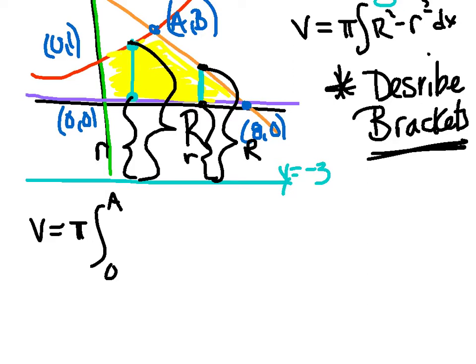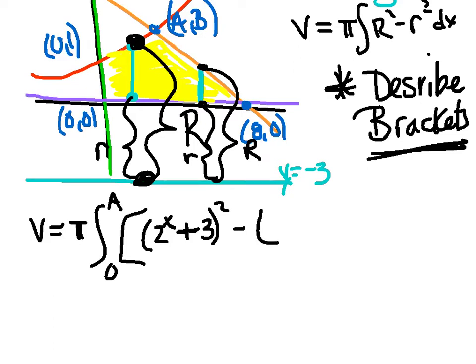So I'm going from 2 to the x is my upper. Right here, there's the top bracket minus the lower one. So minus negative 3, which of course makes that a plus 3 squared. That's my big R. Minus, here's little r. The top of that bracket, which is on 0, minus negative 3 squared, which of course makes that a plus, dx.